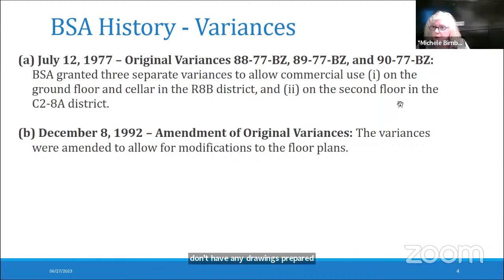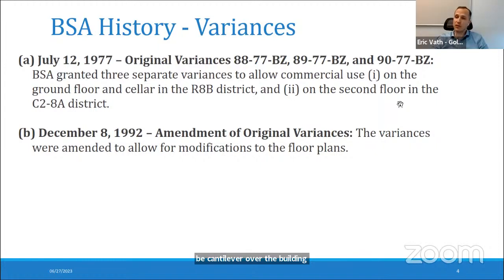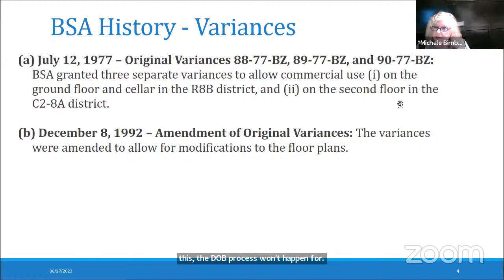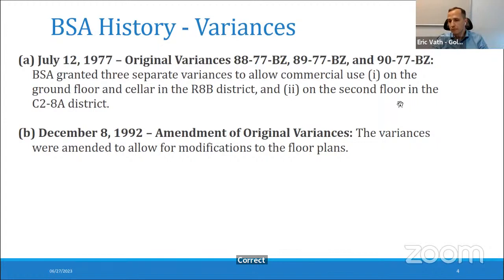So that was just a verbal description that there will be cantilevering over the building? Yeah, first, there's the process of going through BSA, so the DOB process won't happen until after BSA. So the receiving site, as of right, can build to 210 anyway. Correct. Okay, so they only need the air rights in order to build the cantilever.